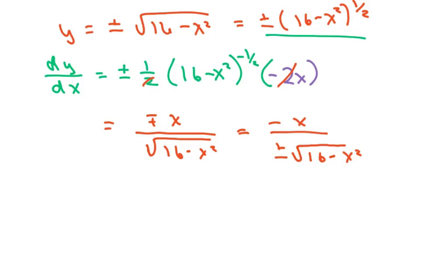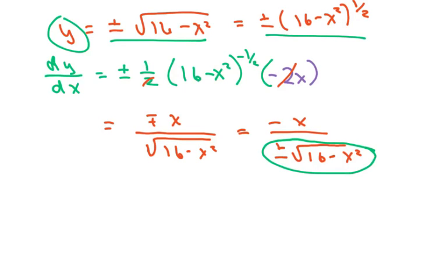we know that this here equals what? Y. There it is. So my final answer would be negative x over y.